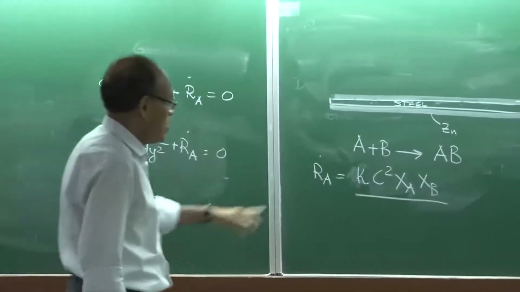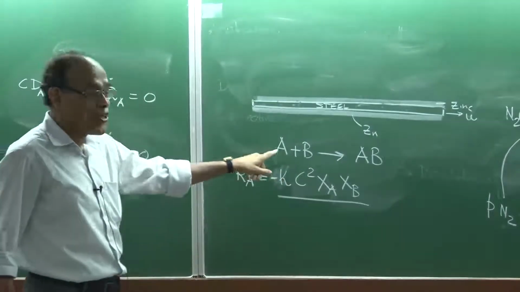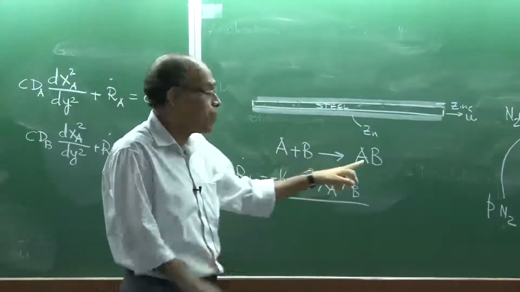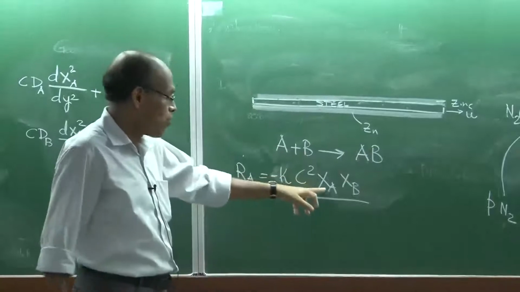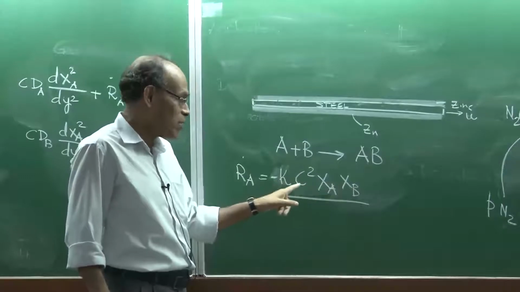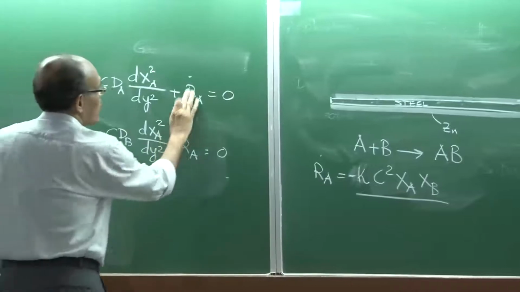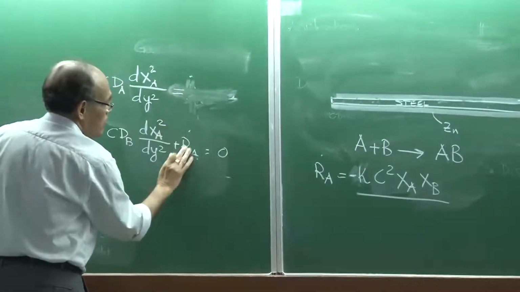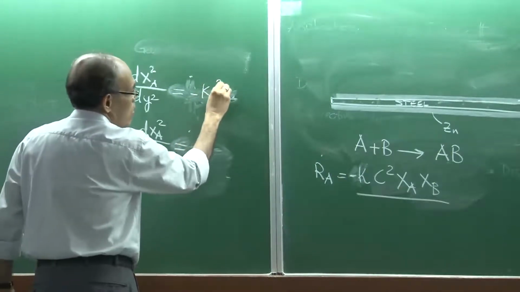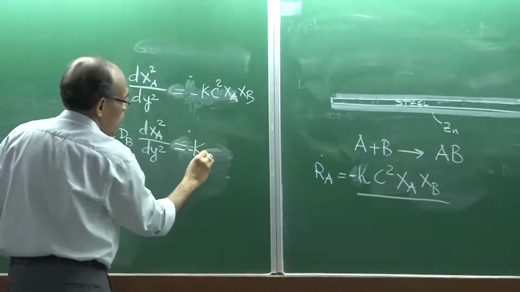Here I will put a minus, because the concentration of A is decreasing, B is decreasing, and both of them are decreasing, and the product AB is increasing. I have written it in terms of XA and XB, whereas this is CA and CB, and that's why when I write XA and XB, the C comes here. So we can put it here, and therefore this equation will look like K C square. The problem becomes now complex.